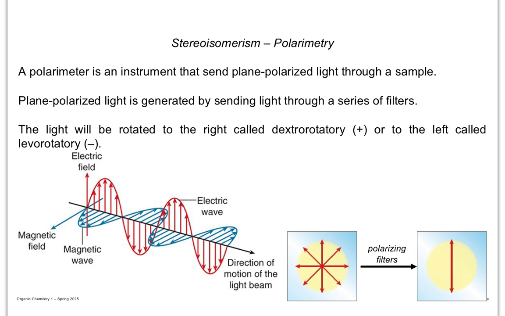Now, I know it's a cheap drawing from your textbook, but if you consider that vector as, say, 0, it's one direction. So you have this one directional light, then you're going to put a sample there of your compound. And after that sample, you're going to analyze that vector.